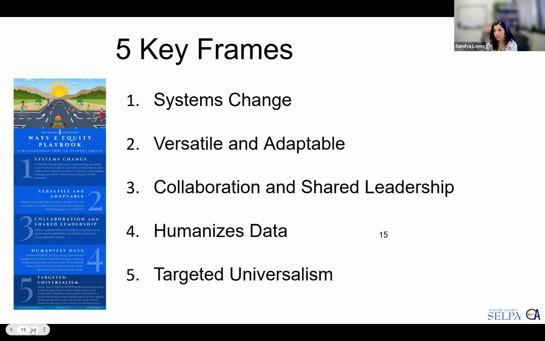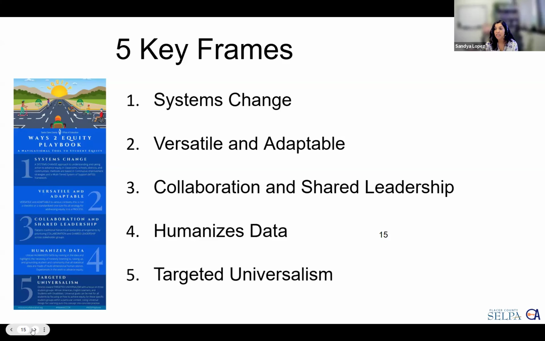We used 5 key frames to structure the Waste to Equity playbook, which take a systems change approach to understanding and taking action to advance equity in classrooms, equity in schools, districts, and communities. And the methods are based in continuous improvement strategies and the MTSS framework. The structure of the Waste to Equity playbook is versatile and adaptable to various contexts. It's not a checklist. It's not a standardized one-size-fits-all strategy for addressing equity. It's a process, and as we all know, it's always a process, and you're in a different place at any given time when you're thinking about equity. And so it's a process worthy of the time commitment necessary to carry out a district's vision, a site's vision, a teacher's vision on equity.